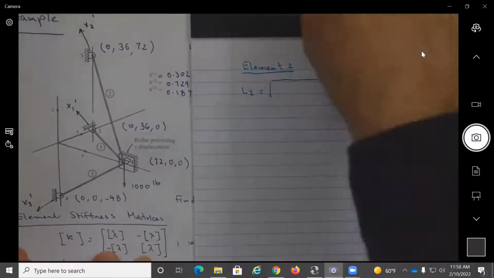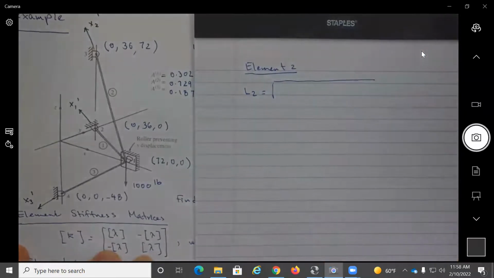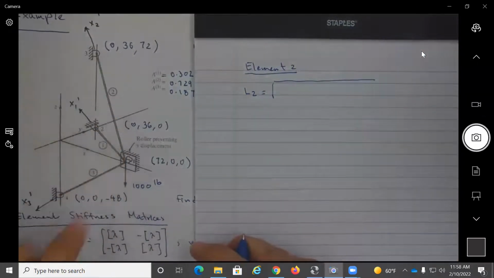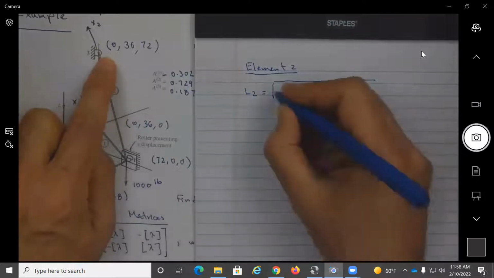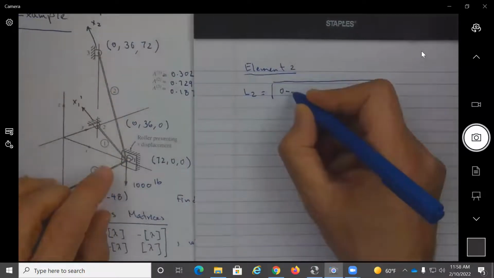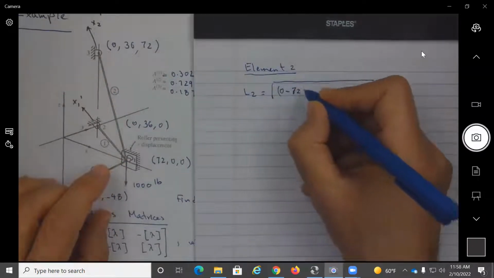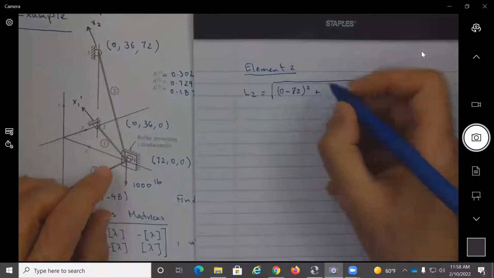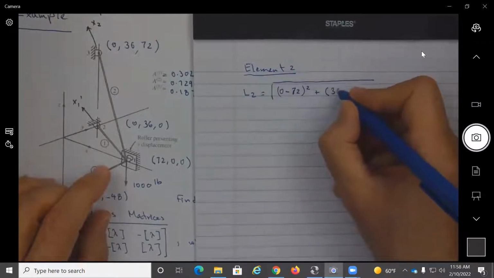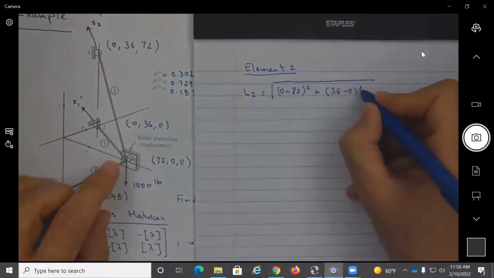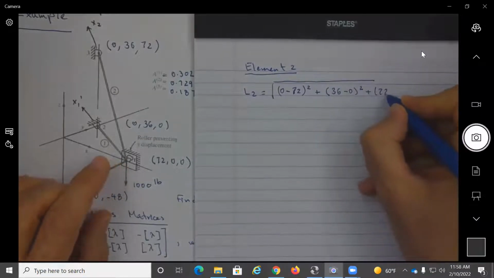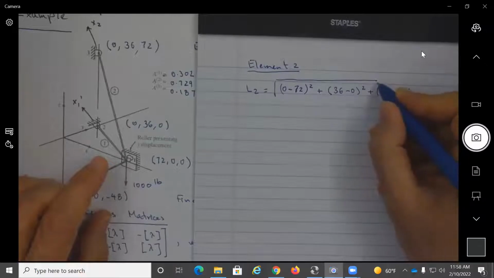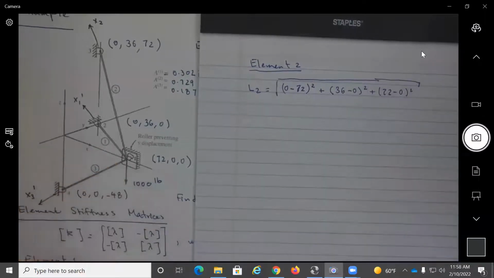All right. So for element 2, I'm looking at element 2. I have a 0 minus 72 squared plus 36 minus 0 squared plus 72 minus 0 squared. And I get here 108.0 inches.